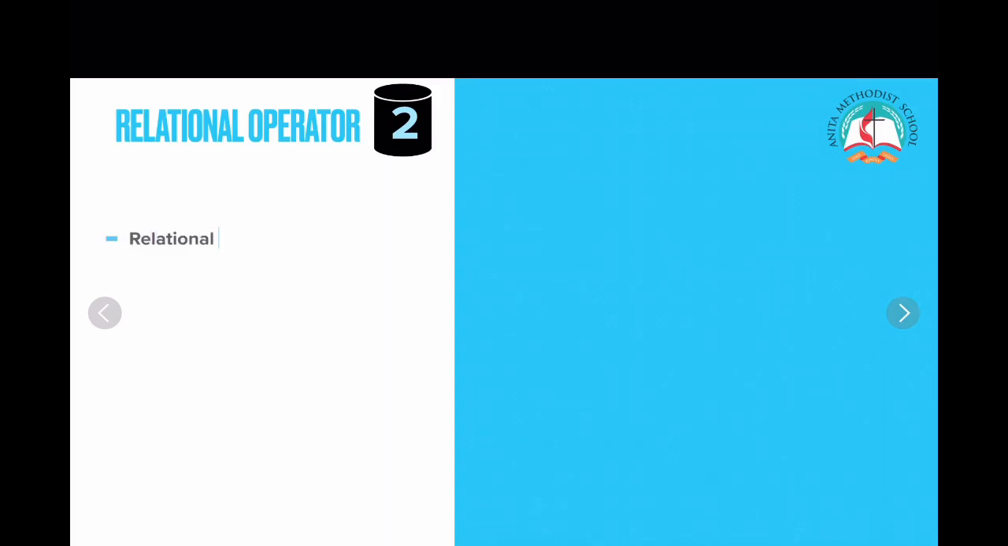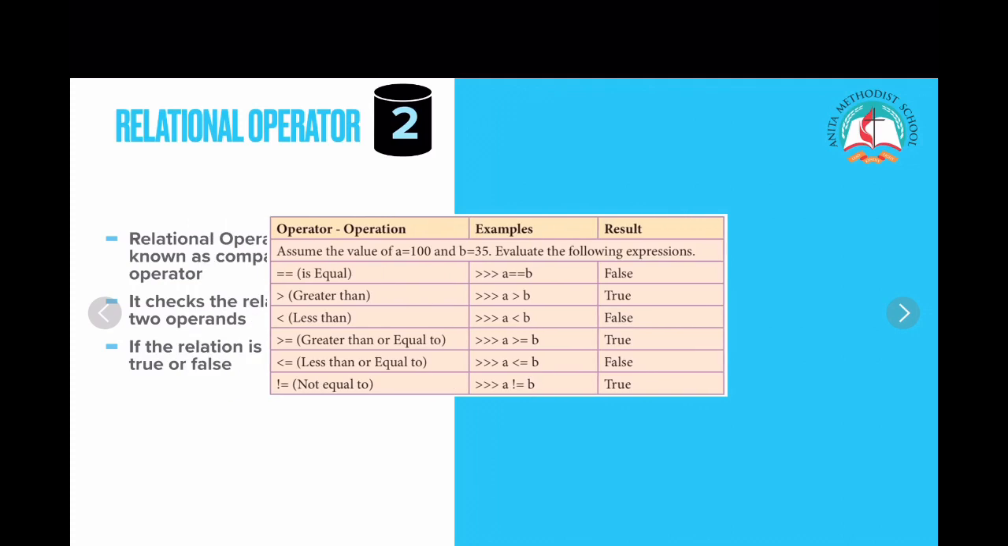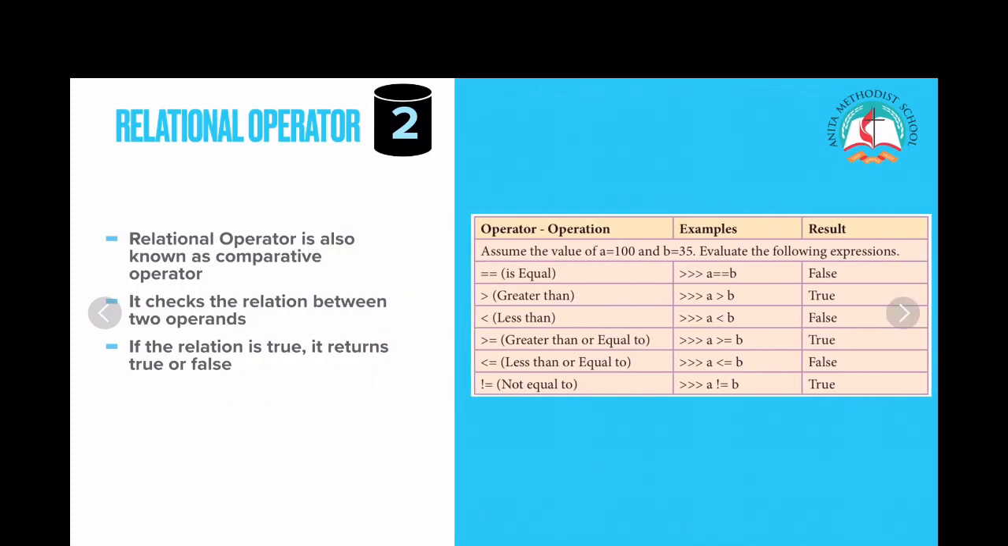So what is a relational operator? A relational operator is also known as comparative operator. It checks the relation between two operands. If the relation is true, it returns true, or otherwise it returns false. And then we'll have an example for it now.